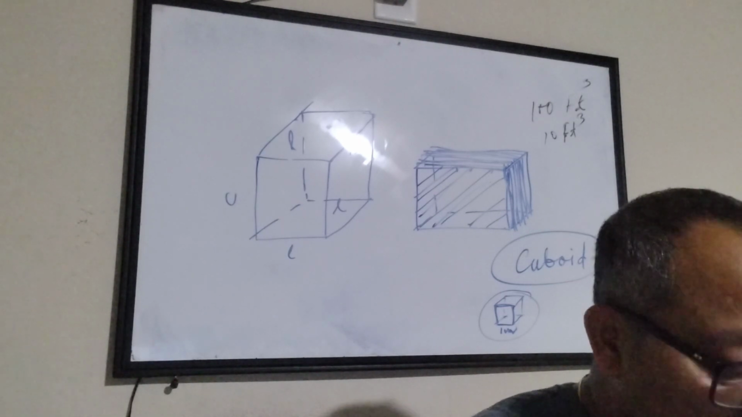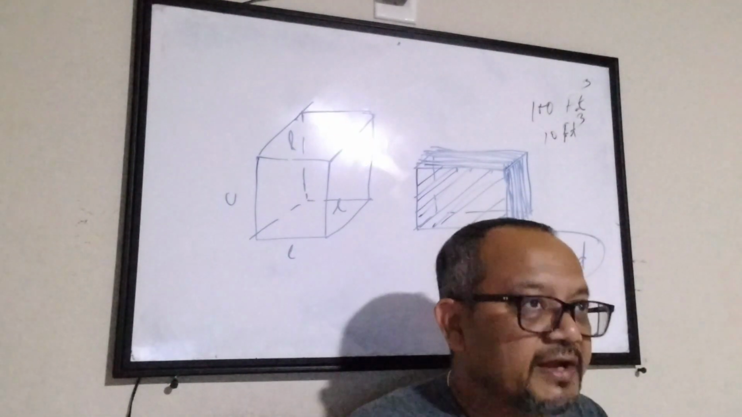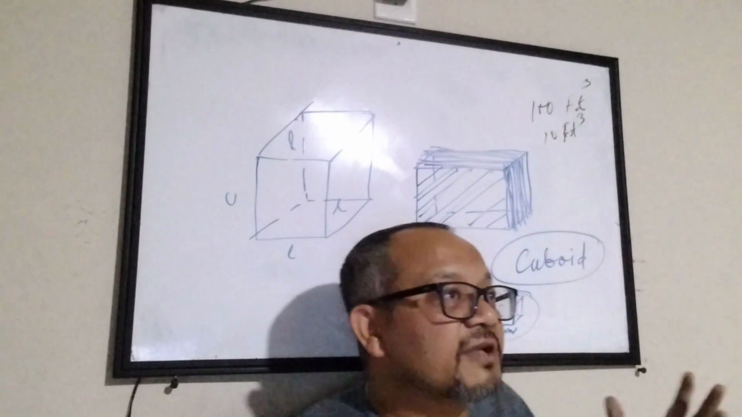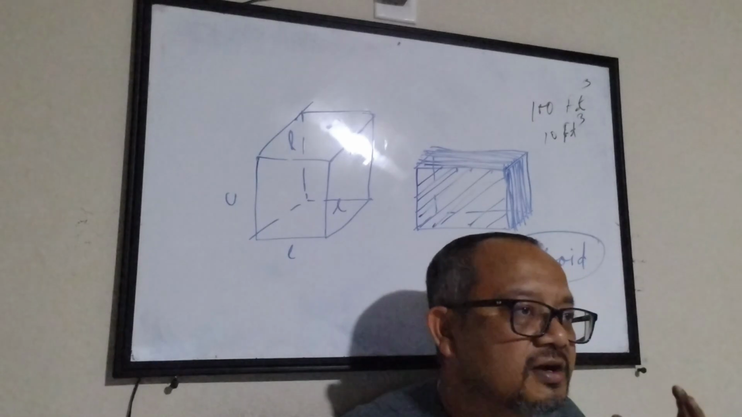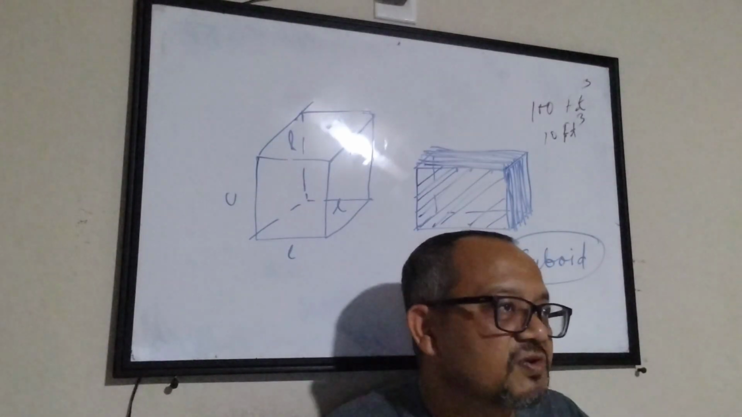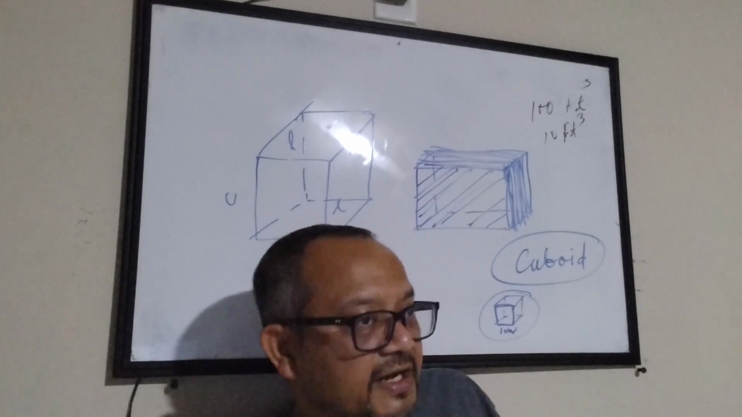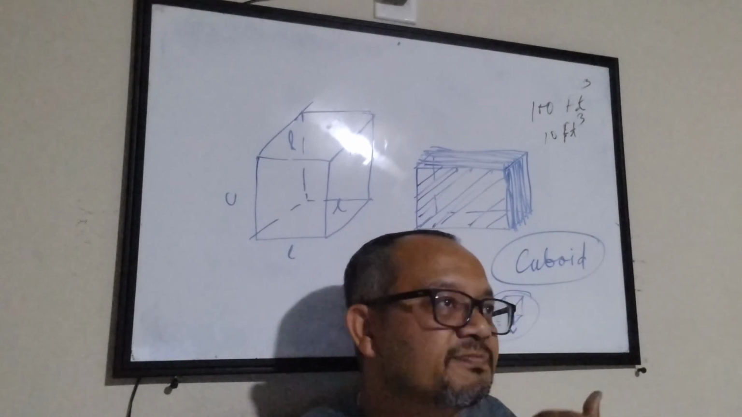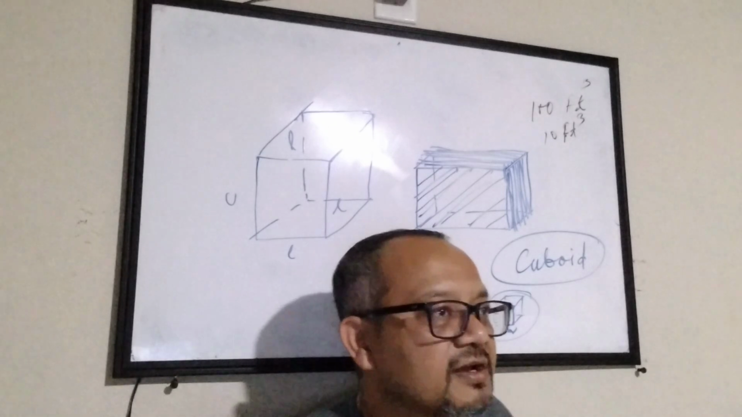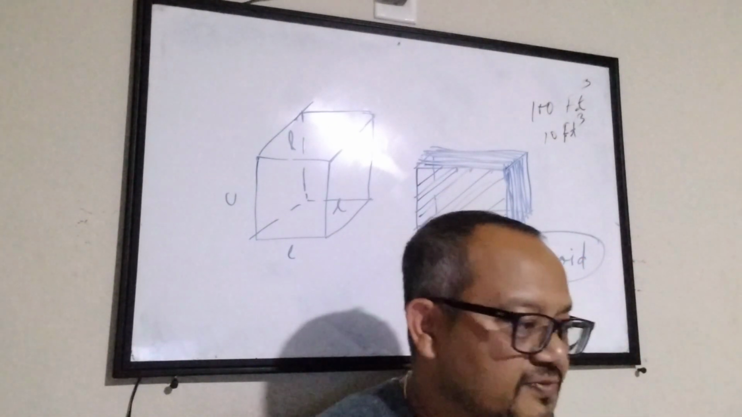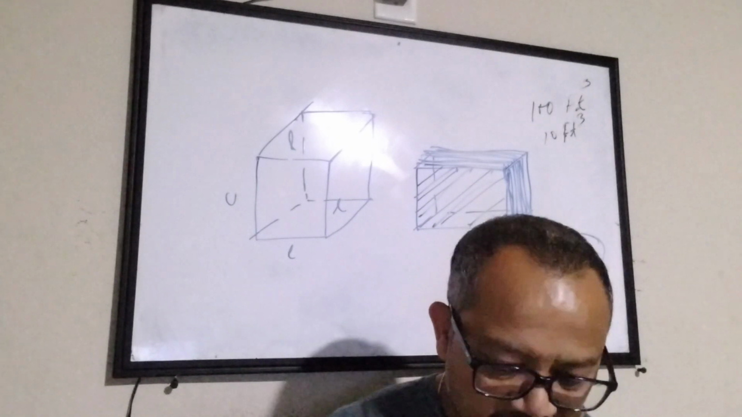Sure. So basically volume, as you define any object's volume, you can assume that as a hollow container and see how much water it can fill. That is one way of defining volume. The second way of defining volume is the space taken by that object in the atmosphere or in the surrounding, whatever you call it.